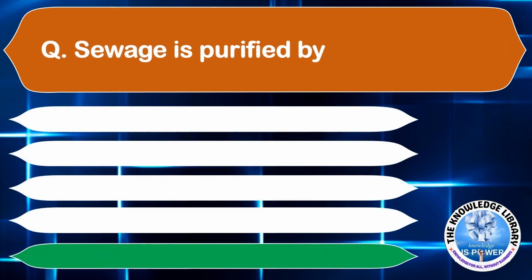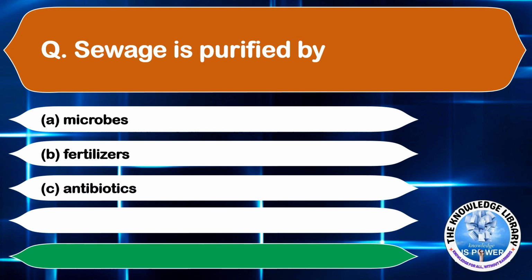Sewage is purified by? Option A, microbes. Option B, fertilizers. Option C, antibiotics. And option D, antiseptics. The correct answer is option A, microbes. Moving on to the next question.